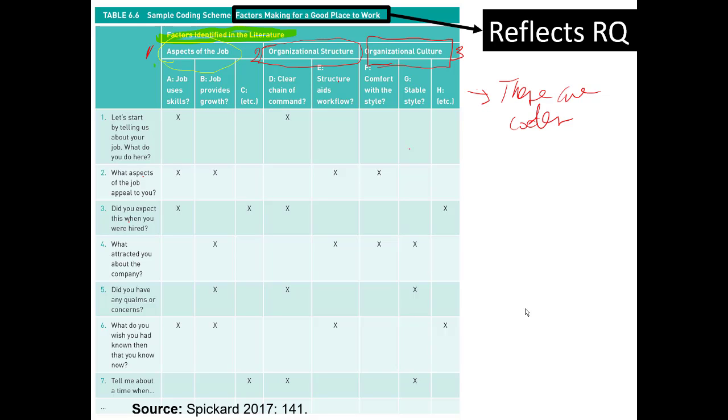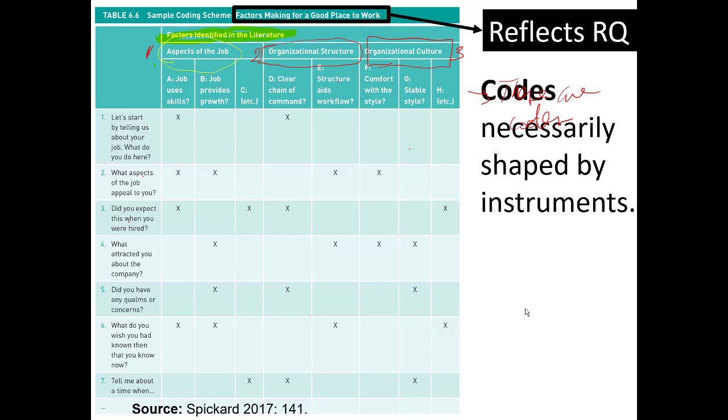Okay, so that reflects the research question. All right, and so these codes are necessarily shaped by the instruments. So in this case, you're using an interview guide. It might be that you have instead a coding sheet that you are using to code newspaper articles. And by that, I mean you're not interviewing people, and people then aren't responding to your questions.